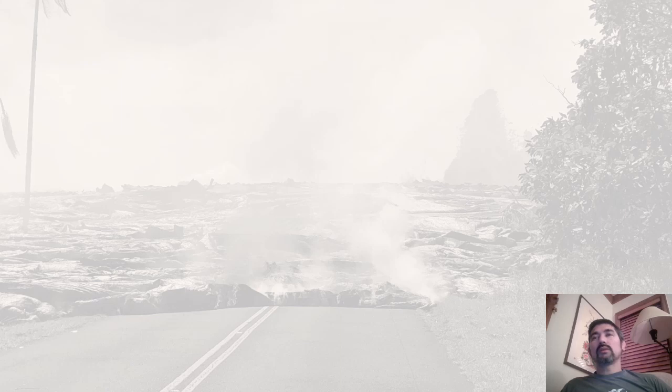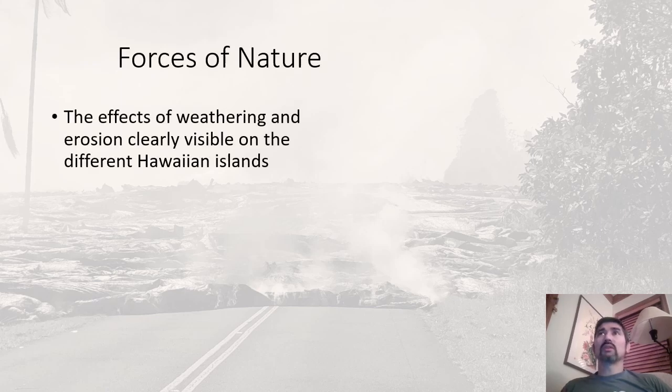One thing that really stands out to me about living in Hawaii is this feeling that you're living very close to the forces of nature. You go outside and you see that you're living on a volcano, and this volcano is being torn down by forces of weathering and erosion, while at the same time, a couple islands over, there are forces that are actually building up an entire island.